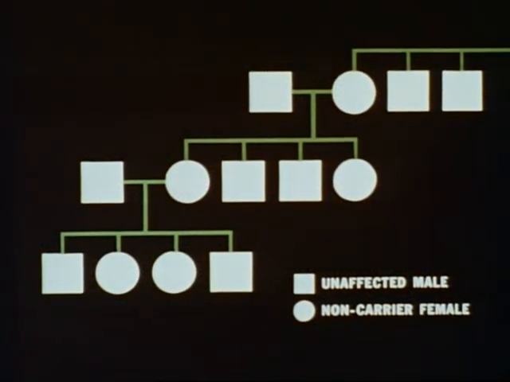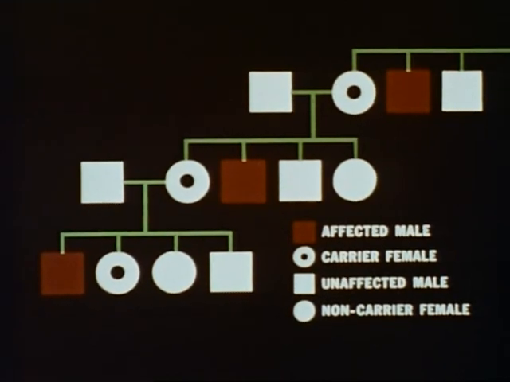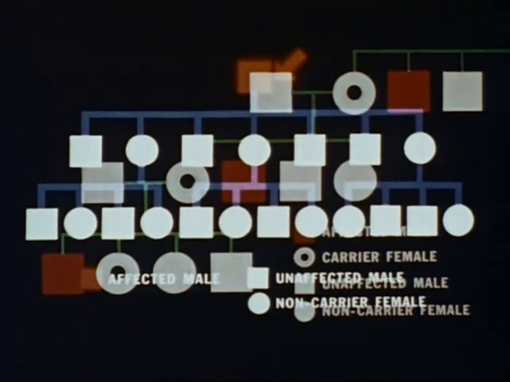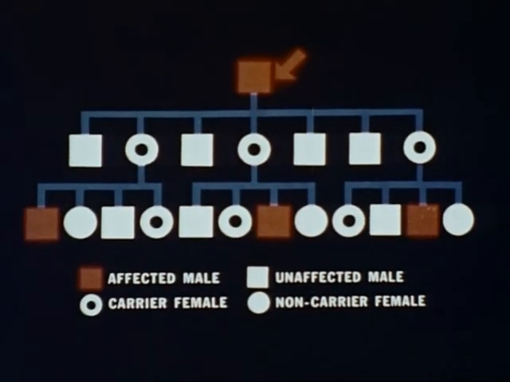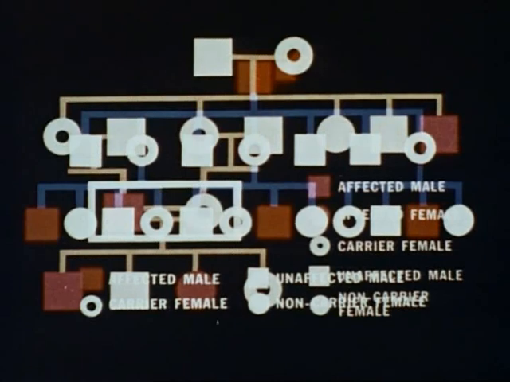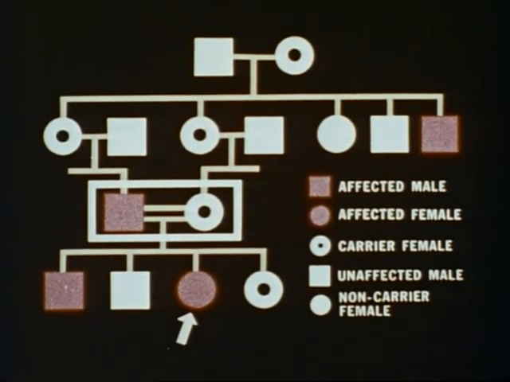Rare X-linked recessive disorders occur almost exclusively in males. The condition, though not expressed in heterozygous females, is transmitted by them to half their sons. Among the children of an affected male, none of the sons is affected, but all the daughters are heterozygous carriers. If an affected male marries a heterozygous carrier, then a daughter may be homozygous and hence affected.